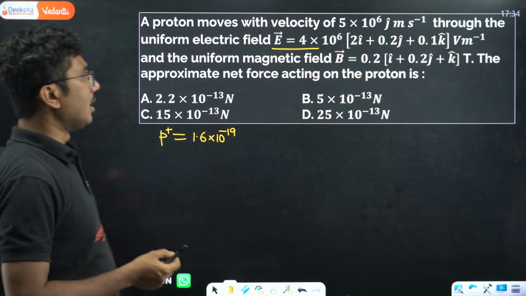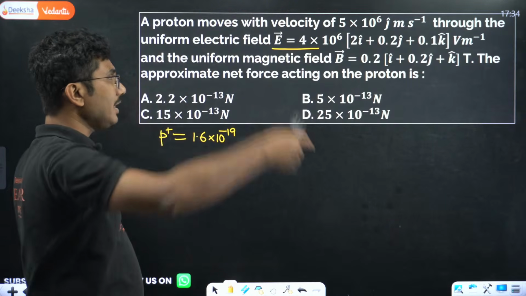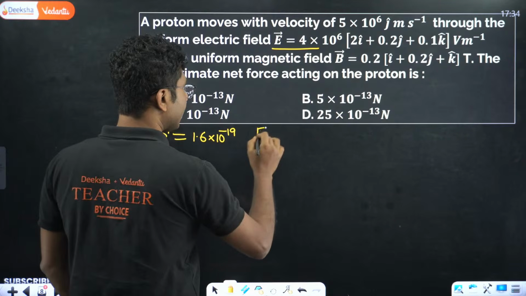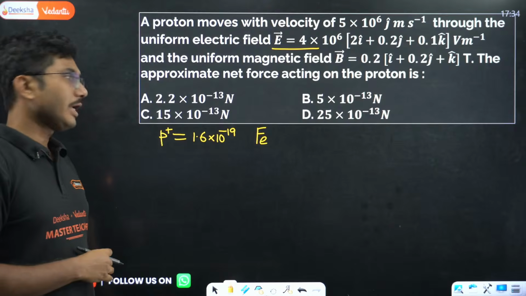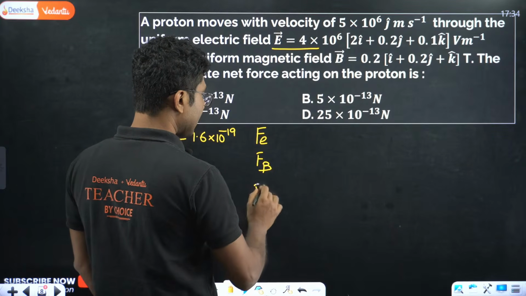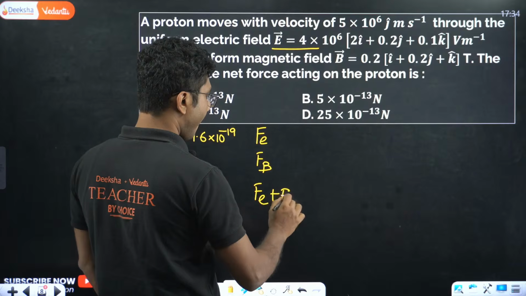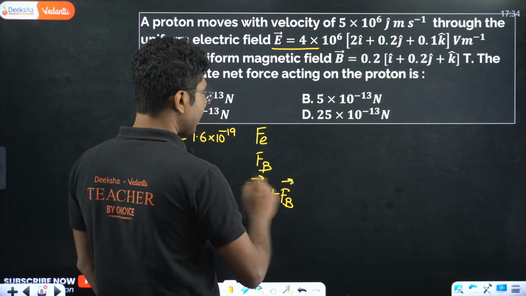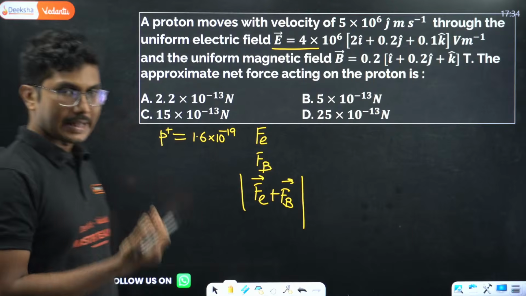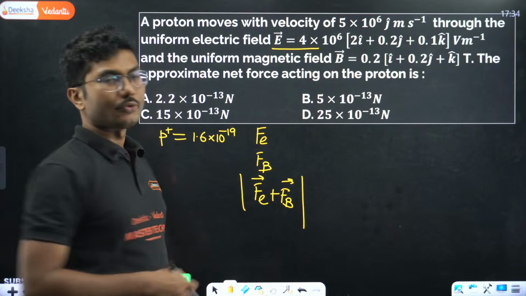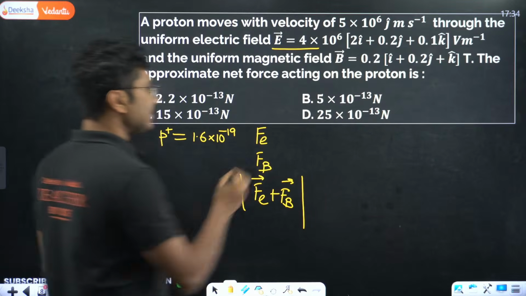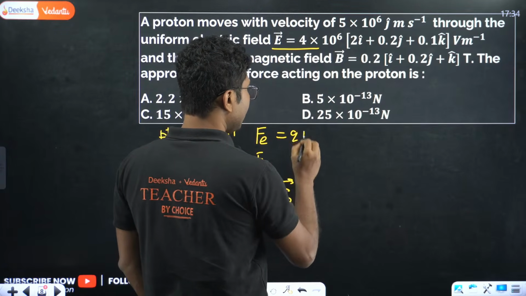Okay, now the electric field is given. So what is the electric force? Basically, first we have to calculate the electric force. Then you have to calculate the magnetic force, then find their sum, and then take the magnitude. It's a long process, a lengthy question, but it came in the KCET exam, so you need to do it, and it is a very good practice actually. So what is the electric force? Electric force is Q into E.